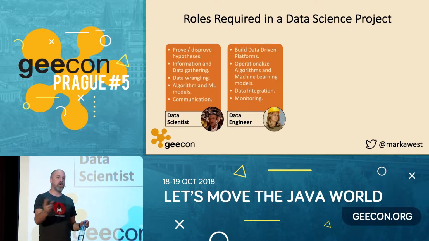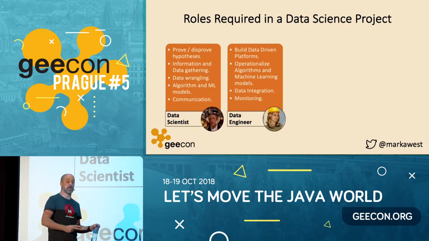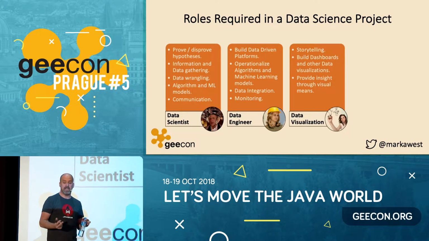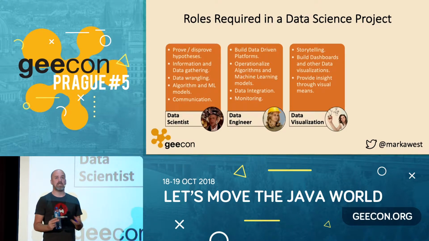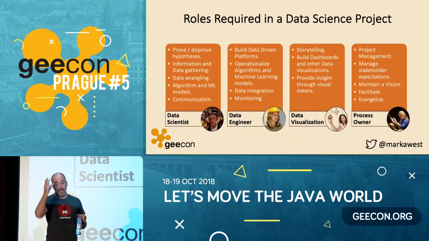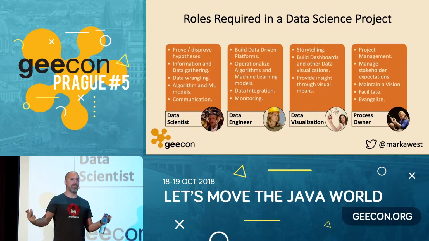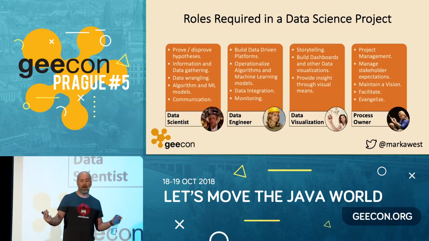And actually, if you want to work with data science, but you don't have a mathematical background, data engineering is probably the best way to get into data science. Not only that, you're going to need somebody to do your visualization. If you have to create some kind of dashboard, you need somebody who can create a story and create intuitive dashboards for your users. And then finally, you're going to need a process owner, somebody who's going to be a project leader, who's going to manage the stakeholder expectations, because your stakeholders are going to think, oh, we're going to get Skynet in 4 weeks, when in reality it's going to take a bit longer.